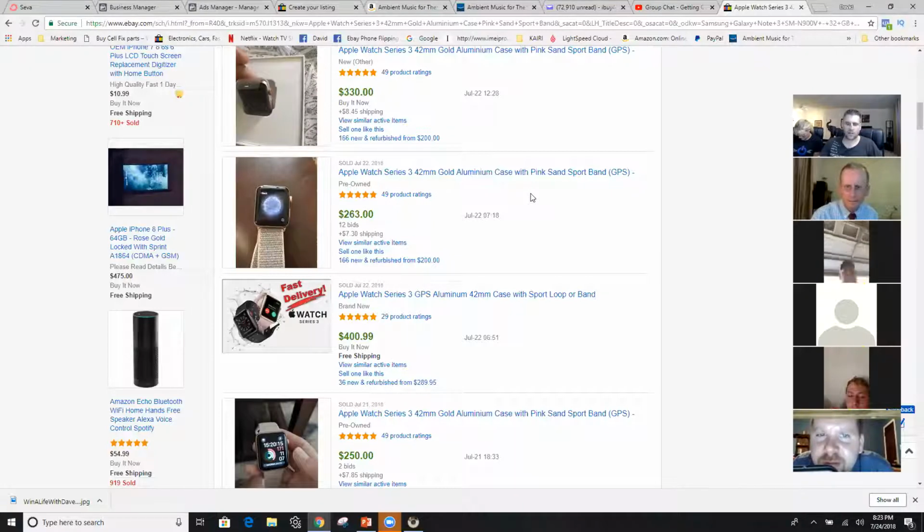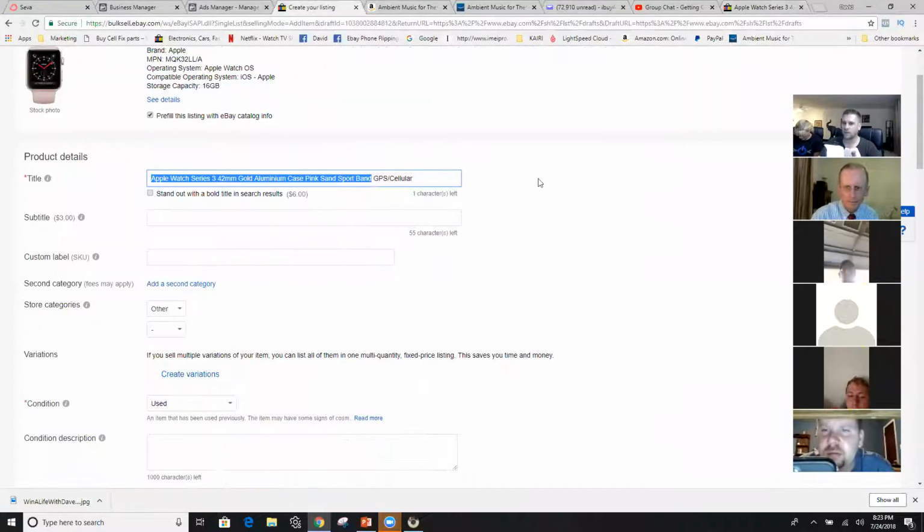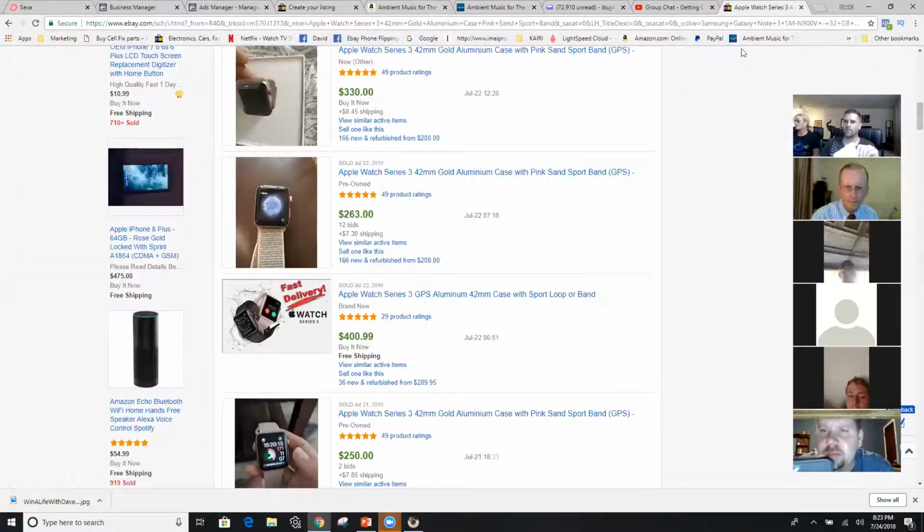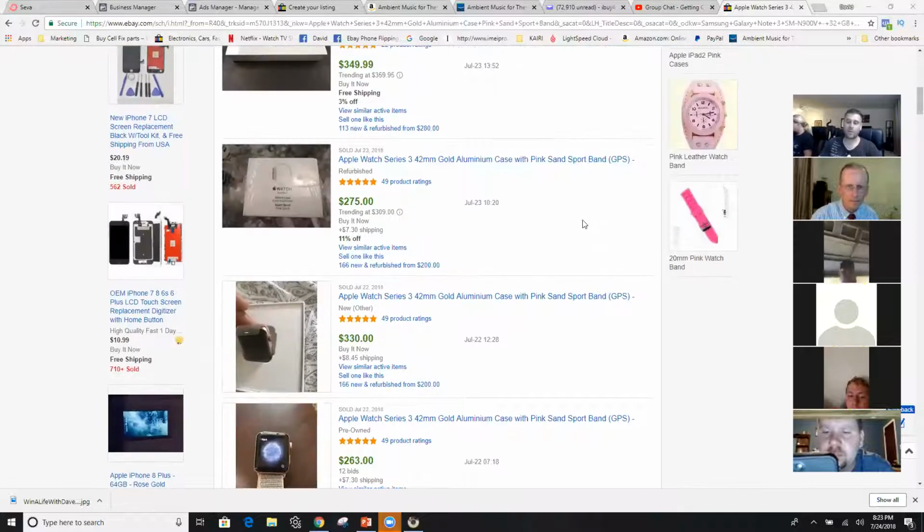Jamal says it's going to sell for 260. And now remember, it doesn't have a charger. Okay, guys, it doesn't have a charger. So remember that when you're doing your appraisal, keep that in mind. Don't give me a price based on with the charger. Remember, it doesn't have the charger.